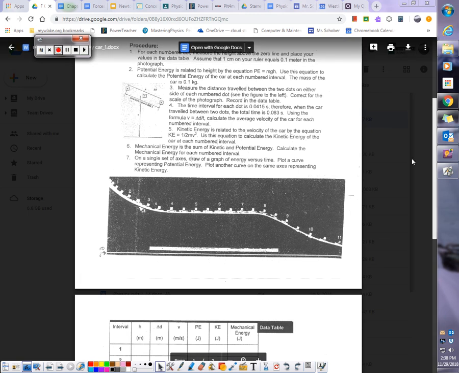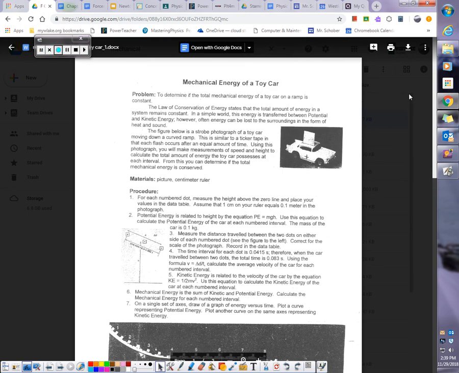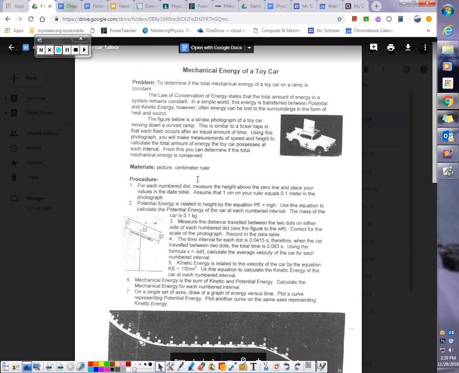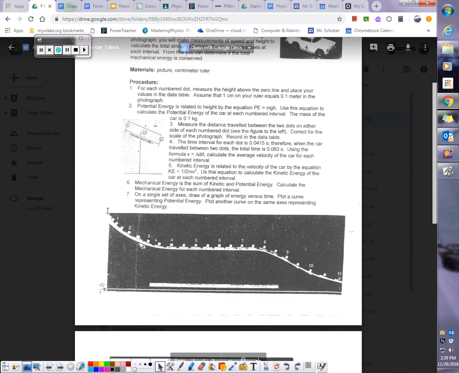So really quick, we're going to describe a short little activity that you can do at your desk today that has to do with conservation of mechanical energy. You should be getting, or have already had passed out, this exercise called mechanical energy of a toy car. Basically, you have this strobe photograph of this ambulance toy car rolling down a hill, and you see how its position changes with time.